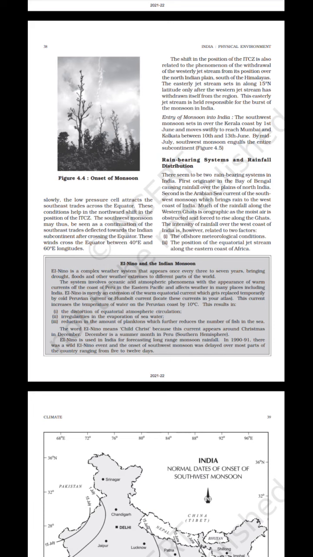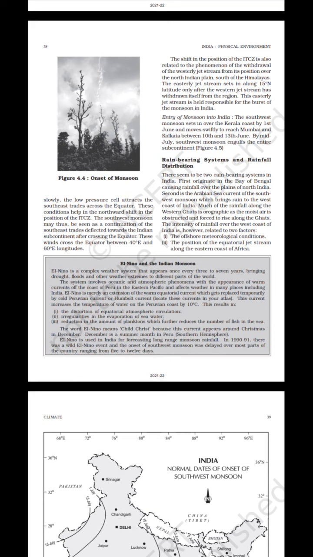Rain bearing systems and rainfall distribution. There seem to be two rain bearing systems in India. First originates in the Bay of Bengal, causing rainfall over the plains of North India. Second is the Arabian Sea current of the southwest monsoon, which brings rain to the west coast of India.